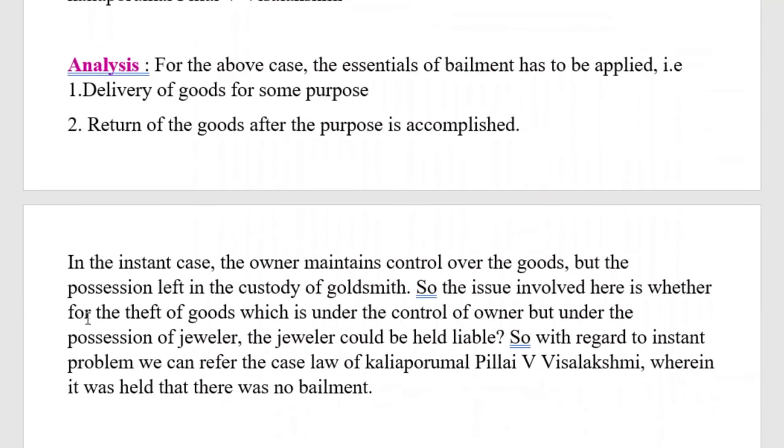So here in the instant case, the owner maintains the control over the goods, but the possession is left in the custody of the goldsmith. That is, custody is with the goldsmith, but control is maintained by the owner. So the issue involved here is whether the jeweler, who has possession of goods under the control of the owner, could be held liable for their theft. With regard to the instant problem, we can refer to the case law Kalaipuramal Pillai versus Vishalakshmi, wherein it was held that there was no bailment.